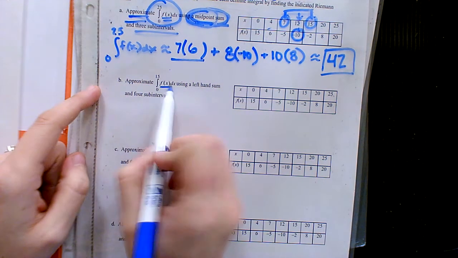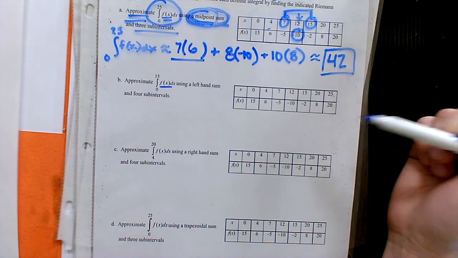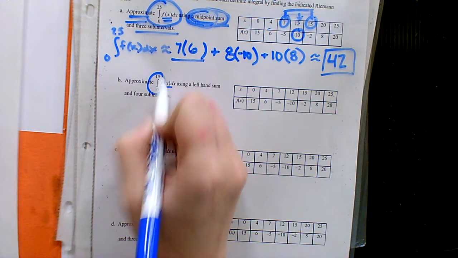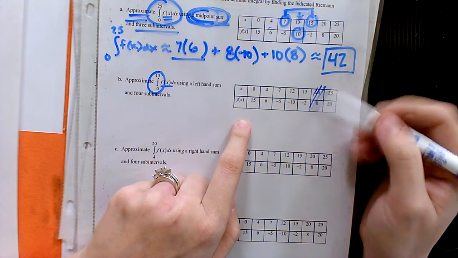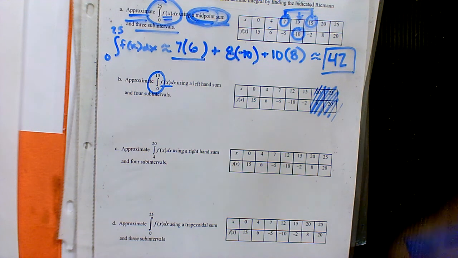Approximate the area under the f of x graph. We don't have an f of x graph, but we do have an f of x table. It happens to be the same one as before. This time, though, we're going to go from 0 to 15. So for your table, notice how the last two columns don't really matter. So maybe block them out for this question.